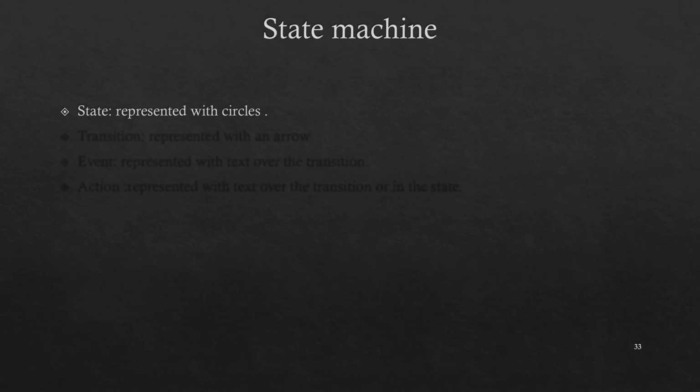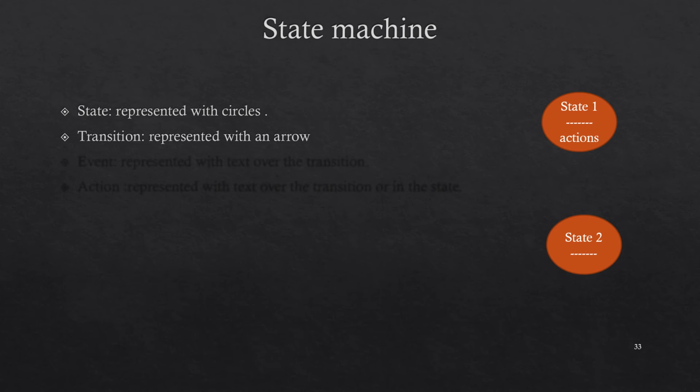The state is represented with a circle. So we have drawn a circle and given it a name, state 1, and we have another circle and have given it the name state 2. The transition of the state machine is represented with an arrow. Here we have the transition from state 1 to state 2, and the transition from state 2 to state 1.